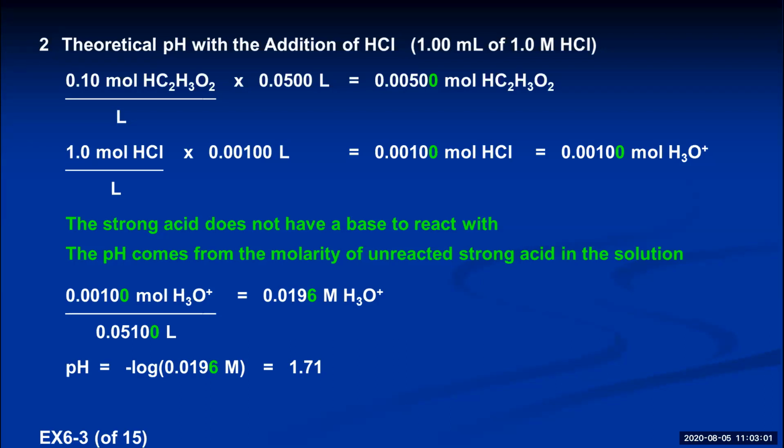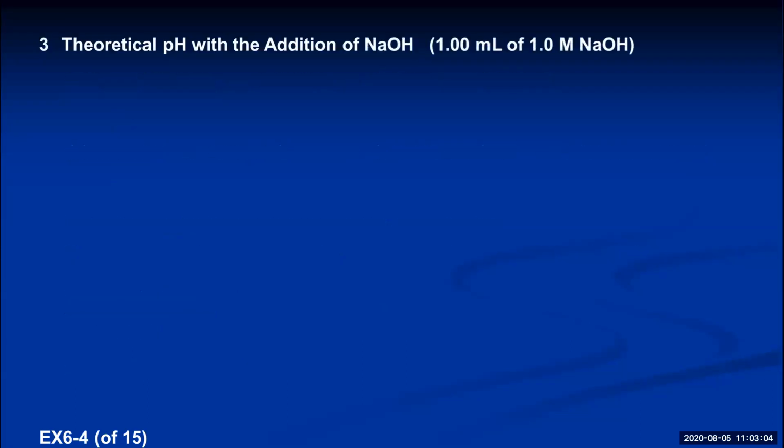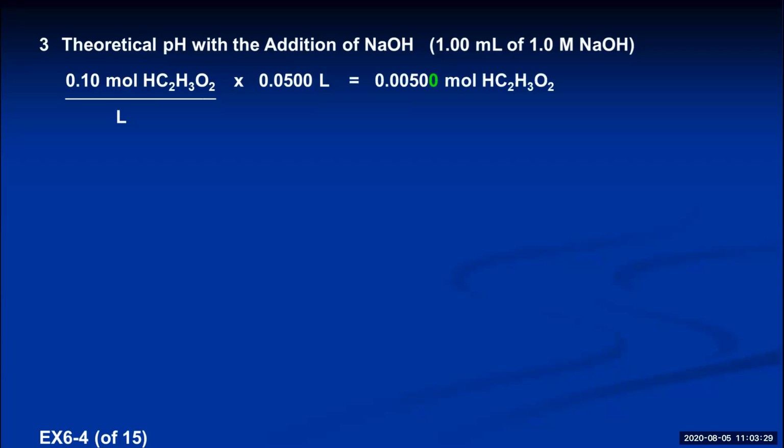The third theoretical calculation we're going to do is when we add 1.00 milliliter of sodium hydroxide, a 1.0 molar sodium hydroxide solution, to another 50 milliliter sample of our 0.10 molar acetic acid. So once again, we're mixing solutions together. I'm going to want to calculate the moles of the components that are in there. The acetic acid was 0.10 moles per liter. We had 50 milliliters of it, so when I multiply the molarity times the volume, I will again come out with 0.0050 moles of acetic acid.